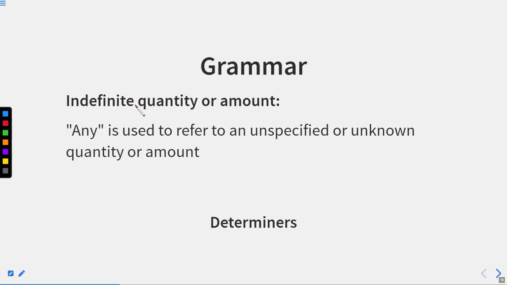Here are some common uses of determiner any in detail. First, indefinite quantity or amount. Any is used to refer to an unspecified or unknown quantity or amount. So, if we use any, it refers to the quantity or the amount of that particular noun which is unspecified or unknown. If I say any boy, any money, any girl, any anything, so we are not stating the exact number or exact quantity of that particular noun. So, indefinite quantity or amount. This is the first feature of the word any.